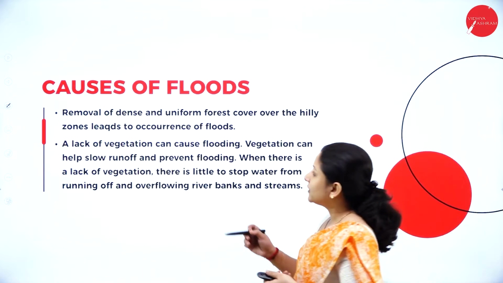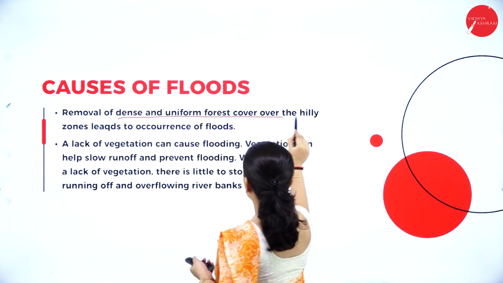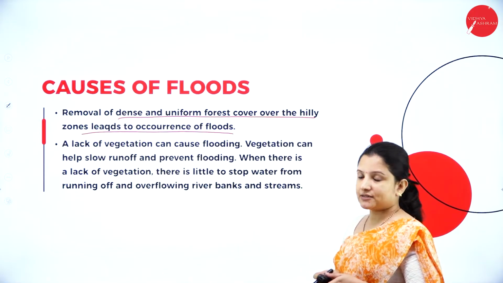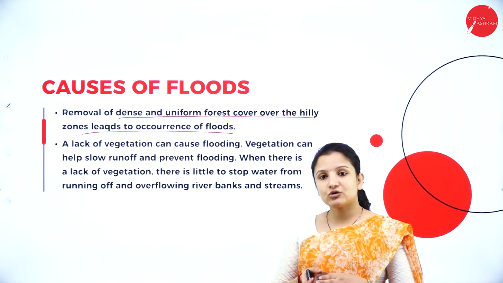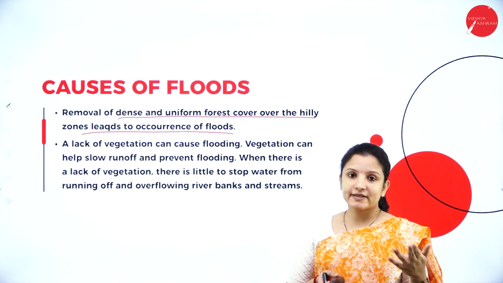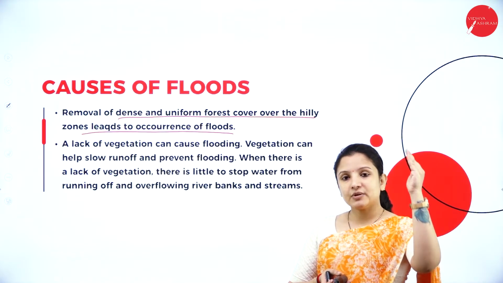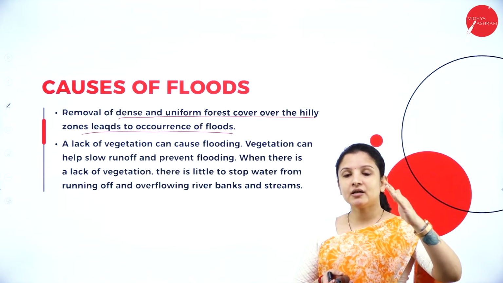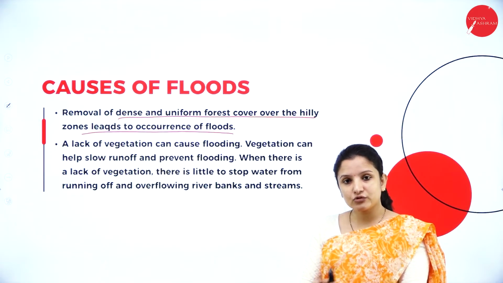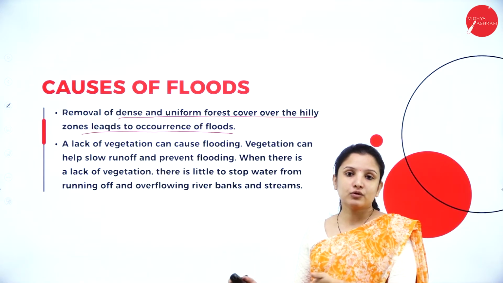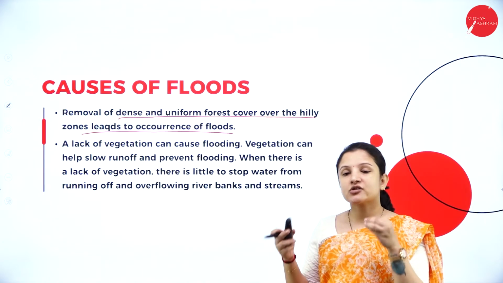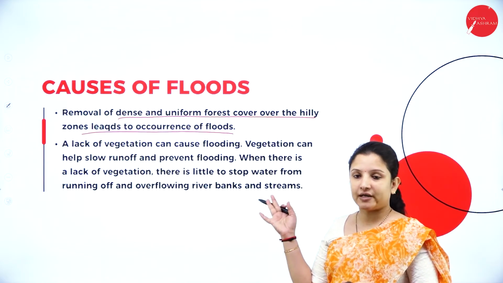Then removal of dense uniform forest cover over the hilly zones can also lead to the occurrence of floods. Why? Because when deforestation or cutting of trees is done in the hilly zones, and there is a heavy downpour, landslides will occur. When a landslide occurs, the material moves to the lower levels wherever water is flowing. That can even change the direction of the water, leading to flooding.